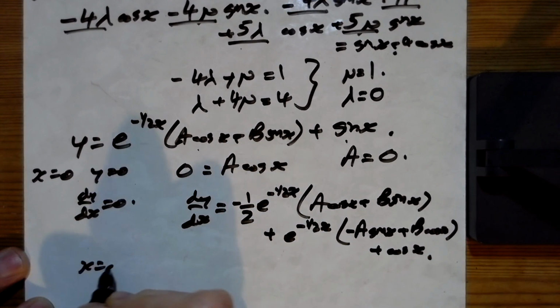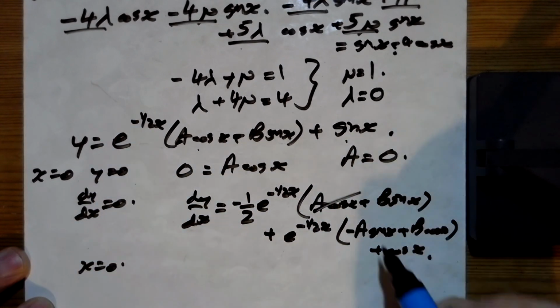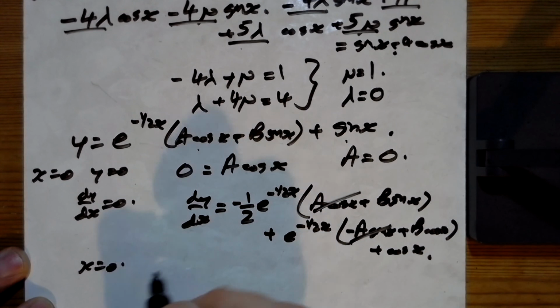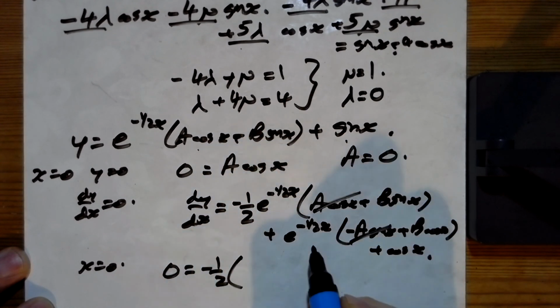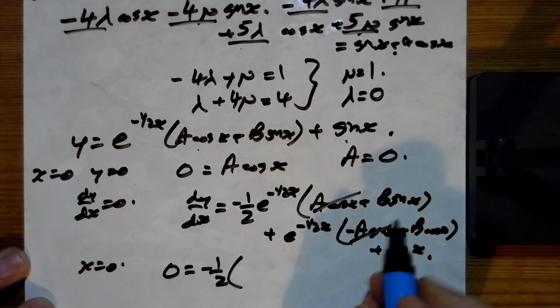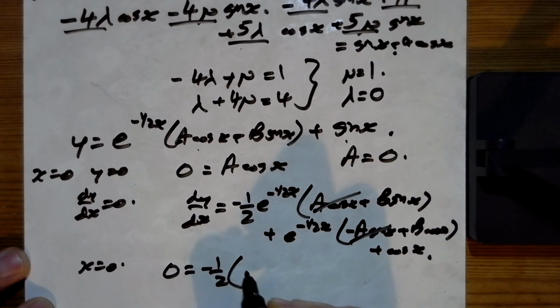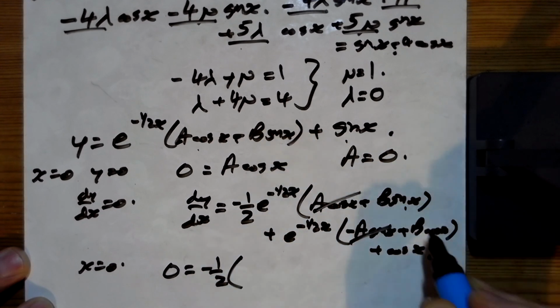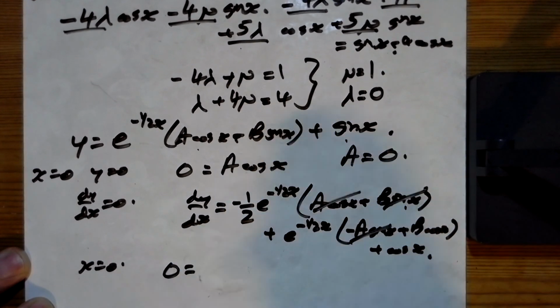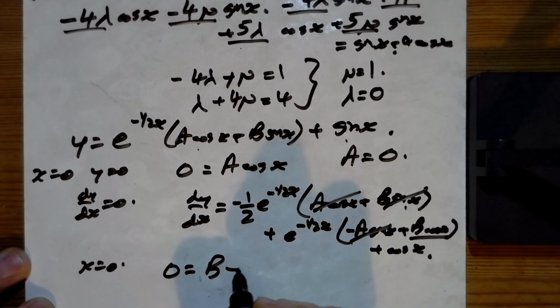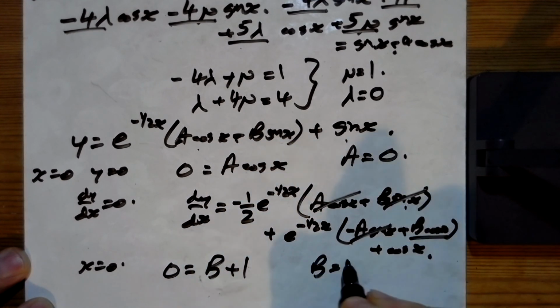And when x is equal to 0, we know a is 0, so we can get rid of those. So we've got 0 equals minus a half. That is b, that's 0 because that's a sine. So we've got, actually, at the end there, we've just got b cos x. So that's b plus 1 equals 0. So I think after all of that, I've got b equals minus 1.